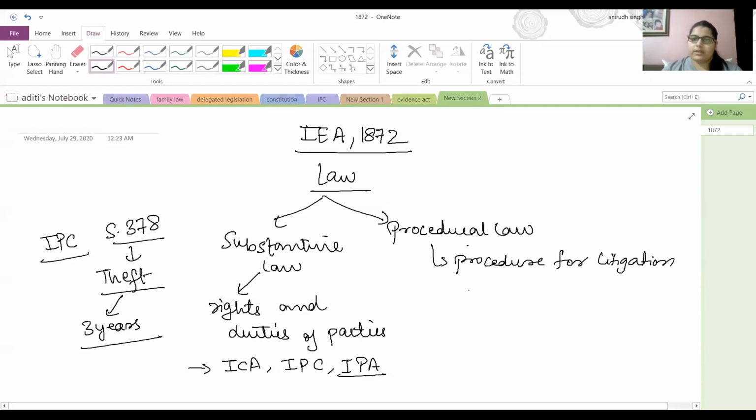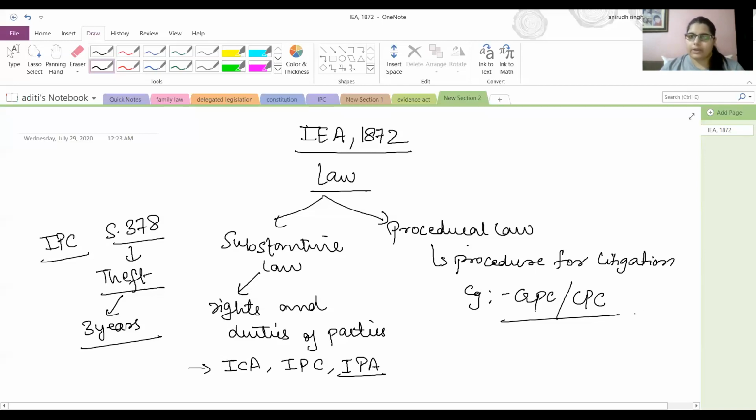Examples are CrPC and CPC. These are examples of procedural law because they tell us the procedure. In case of some civil wrong, you can approach the court, and what procedure needs to be followed is defined in the Civil Procedure Code, CPC. And if a crime is committed, or some offense under the Indian Penal Code, then in which court and what procedures are required are defined in the CrPC.